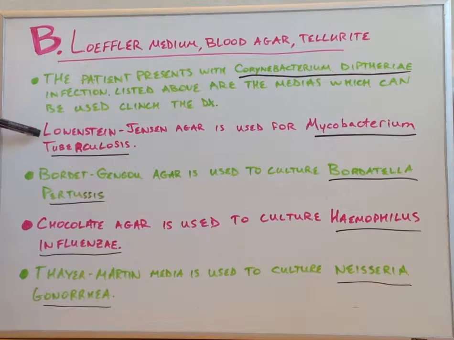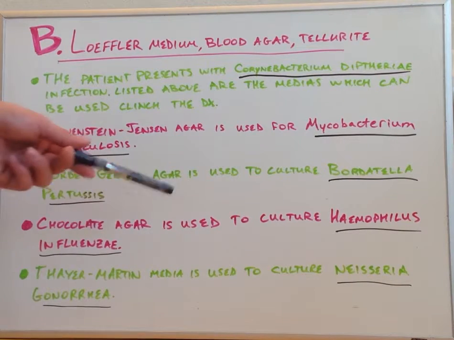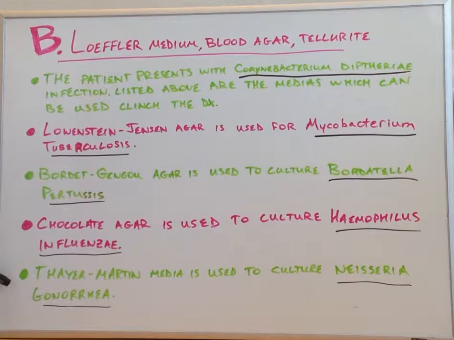Lowenstein-Jensen agar is used for Mycobacterium tuberculosis. Bordet-Gengou agar is used to culture Bordetella pertussis. Chocolate agar is used to culture Haemophilus influenzae. And Thayer-Martin media is used to culture Neisseria gonorrhoeae.